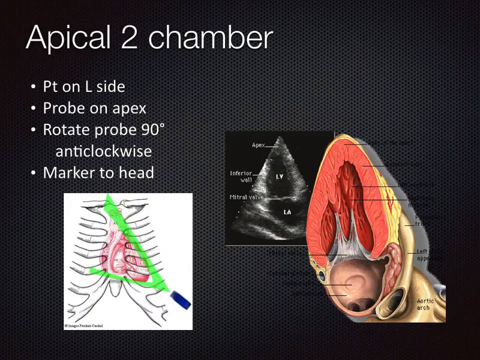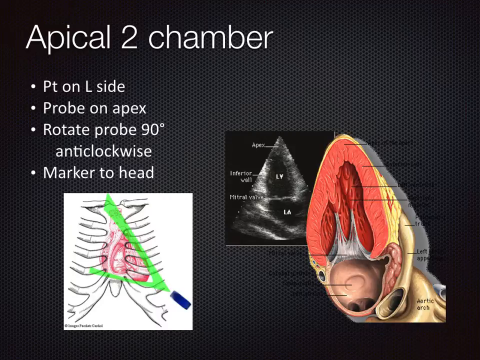Now if we rotate our probe anti-clockwise, we lose seeing both chambers side by side, and it just then brings the left ventricle only into view. And this is a good view for looking at the inferior wall.